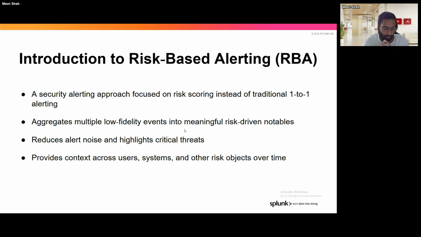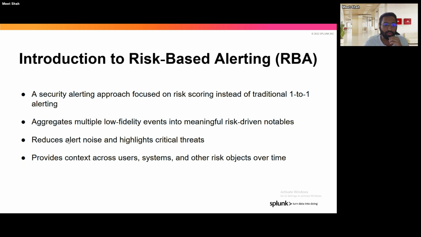So that's where the concept of the RBA comes into the picture, where you are correlating multiple notables or the use cases and getting one additional alert, which we call a risk alert, which is based on a combination of different alerts altogether. So it aggregates multiple low fidelity events into meaningful risk-driven notables. So it may even happen that you may choose not to raise a notable altogether and just be dependent on the RBA for a few of the use cases, but we'll go through that as well. So that's one point.